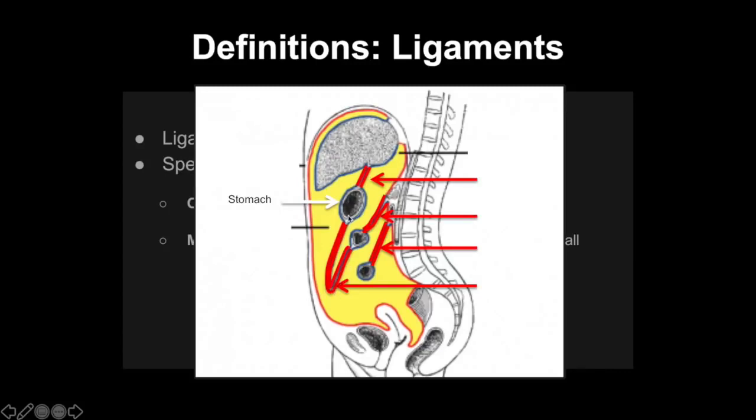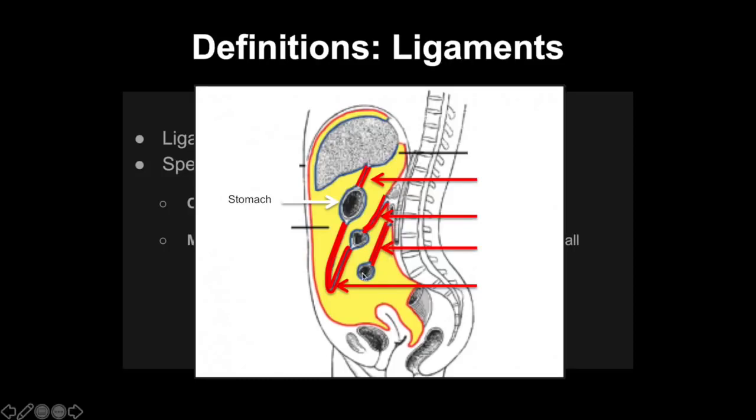omentum down here, the bigger one that extends from the bottom of the stomach down the anterior abdominal cavity and then back up to the transverse colon here. These two ligaments back here that connect the transverse colon to the retroperitoneum or posterior abdominal wall and the small bowel to the posterior abdominal wall are so-called mesentery.